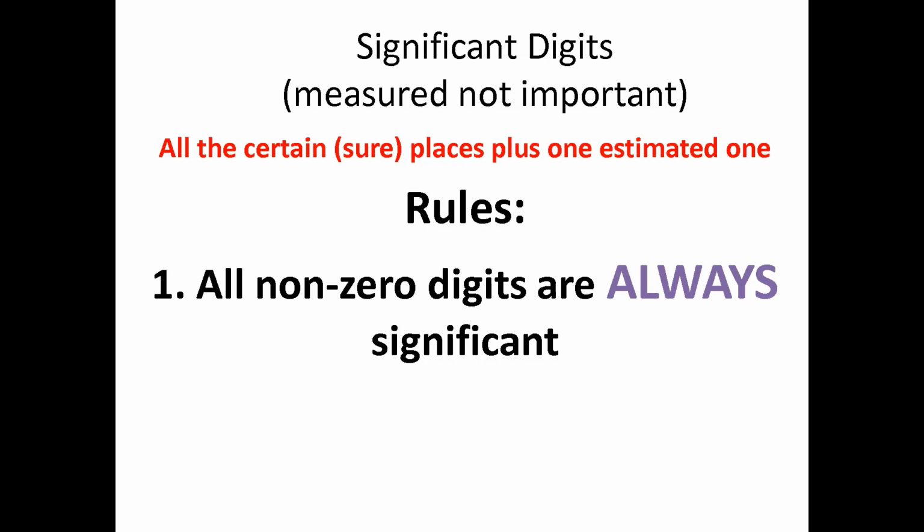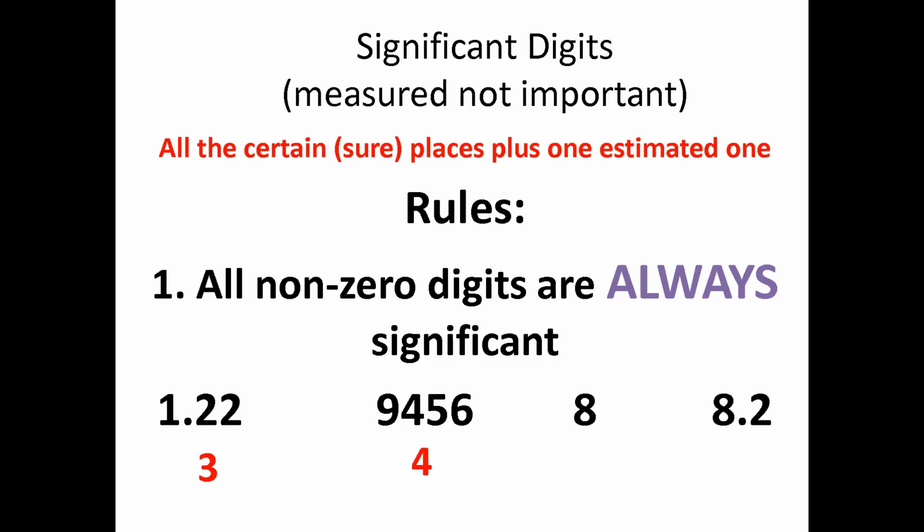First of all, if the number that you're looking at is not a zero, it always counts as a measured place. So in 1.22, there are 3 significant figures or significant digits. 9,456, none of those are zero, so all 4 count. The number 8 is not a zero, so it counts. And 8.2, no zeros, so they all count. So as long as it's not a zero, it automatically counts as measured.